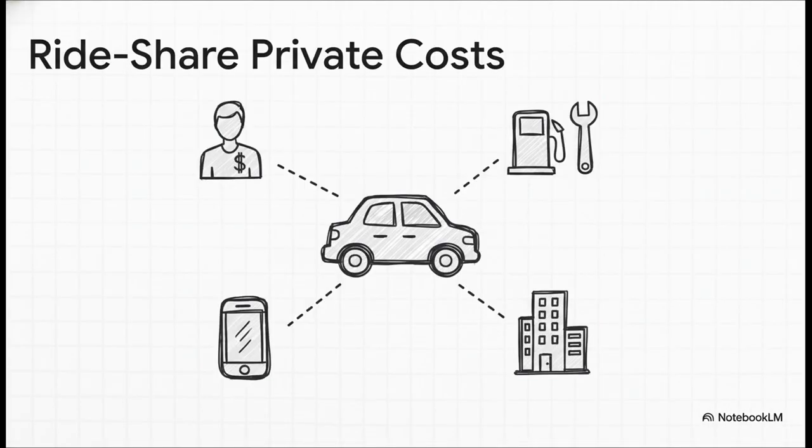Okay, let's make this real. Think about a ride-sharing company. Their private costs are pretty obvious, right? They're paying their drivers, covering fuel and maintenance, they've got app development, huge marketing budgets, and of course all the corporate overhead like rent and salaries. These are the direct out-of-pocket expenses that a manager has to track, and they're what directly hit the company's profitability.